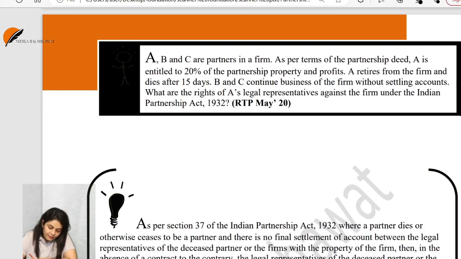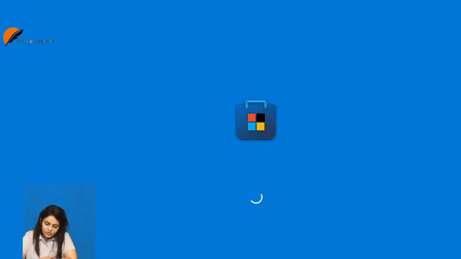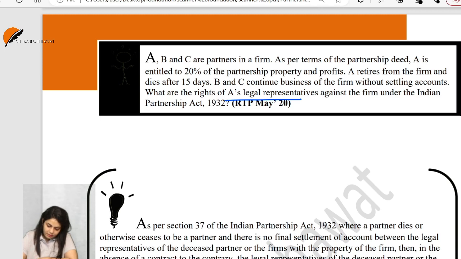A, B and C are partners in a firm. So we have already done this, no? Rights of A's. Yeah, this question was already there. It's a repeated question.